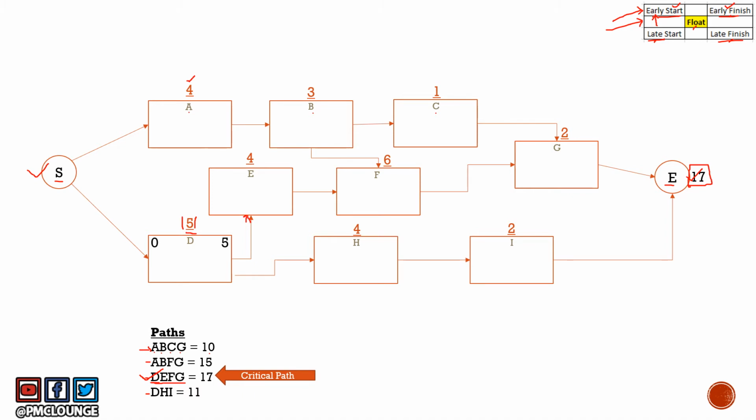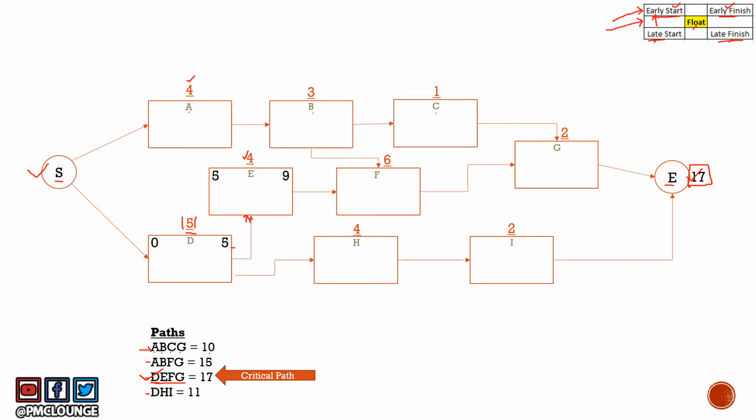So E, when can it start? It can start only after D is done. So it can start on 5, right? 5 was when D ended. 5 is when E can start. And it'll end at 9 because the duration is 4, right? So 5 plus 4 is equal to 9. So it will end at 9.